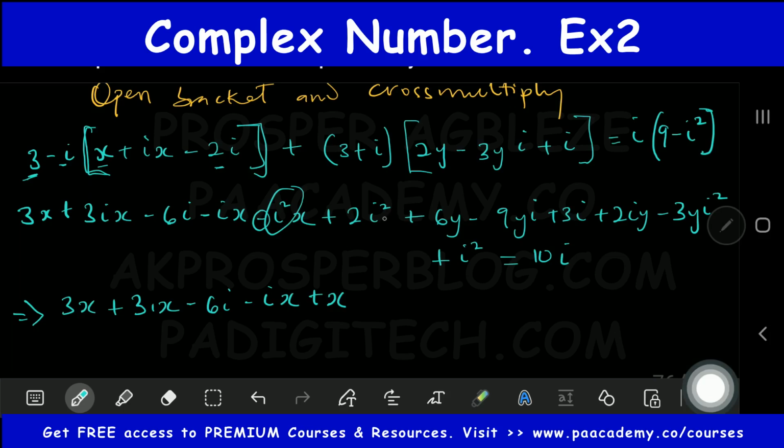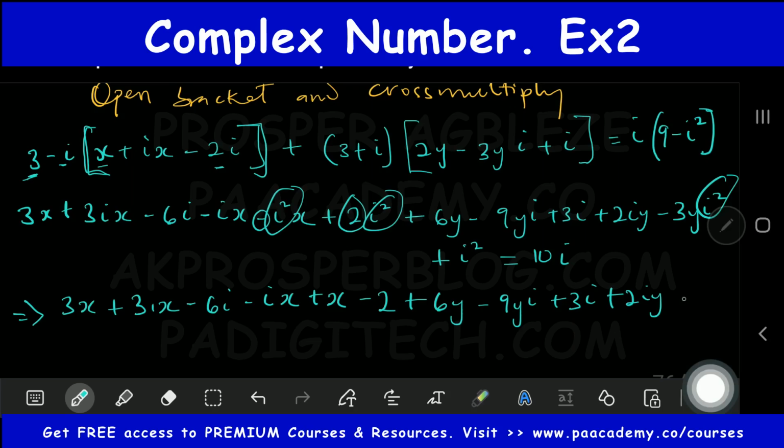Now plus 2i squared. Also, if you look at this, i squared is also minus 1. This i squared right here is minus 1. So if you multiply it by the 2, we are going to be having minus 2. So we continue to plus 6y minus 9yi plus 3i plus 2iy. Then also we are having i squared here, which is equivalent to minus 1. So if we use it to multiply this minus 3y, we are going to be getting plus 3y. And then for this i squared, which is minus 1, that's minus 1.